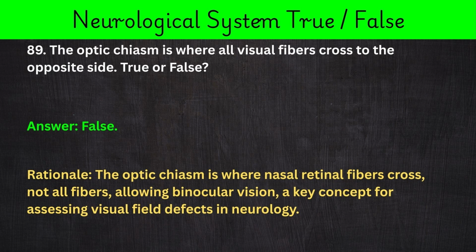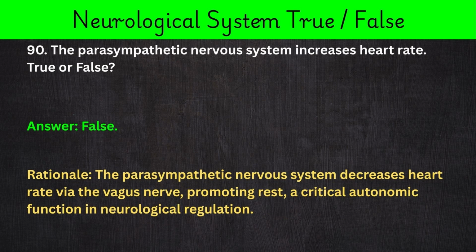Rationale: the optic chiasm is where nasal retinal fibers cross, not all fibers, allowing binocular vision, a key concept for assessing visual field defects in neurology. 90. The parasympathetic nervous system increases heart rate. True or false? Answer: false.